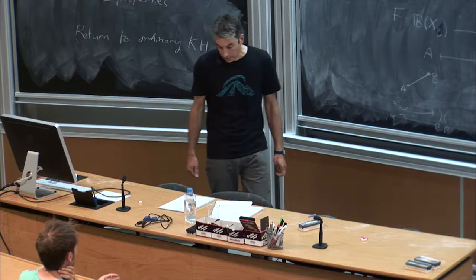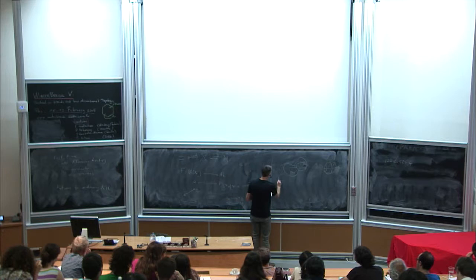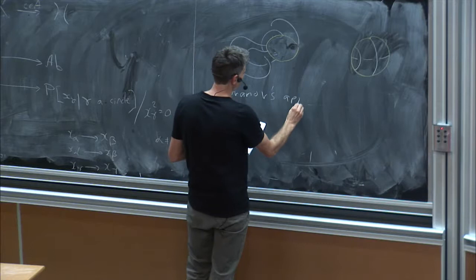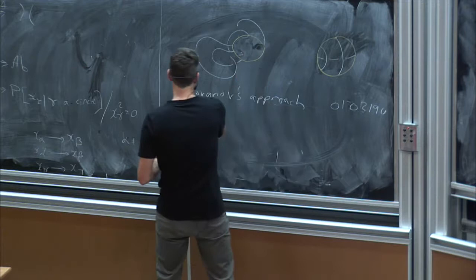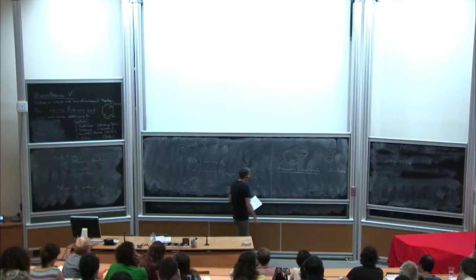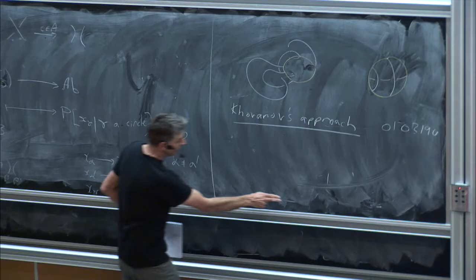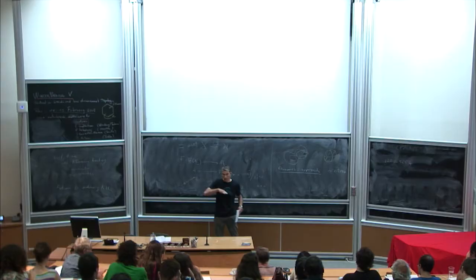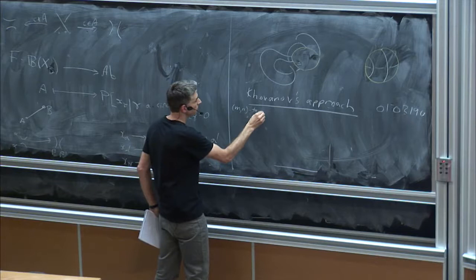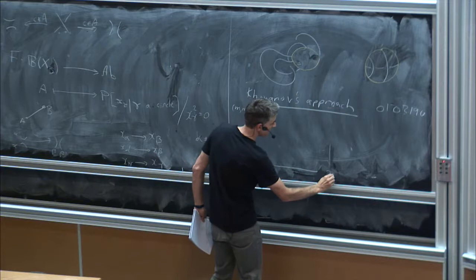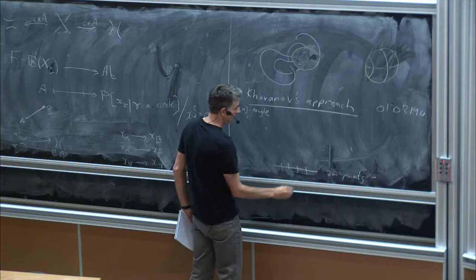So the first approach that I want to give you is due to Khovanov. And the relevant paper is this one. And in this approach, he studies what he calls MN tangles. Now, an MN tangle is a tangle with a definite bottom and a definite top to it. So at the bottom, this is an MN tangle. And at the bottom, we have two M points. And at the top, we have two N points.